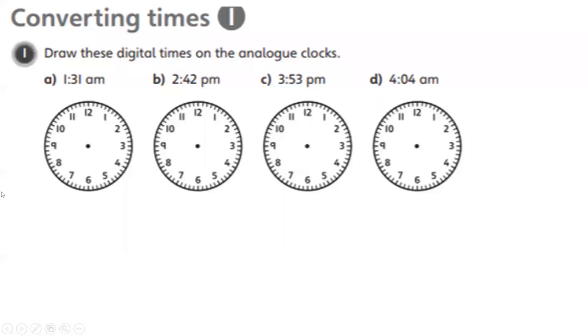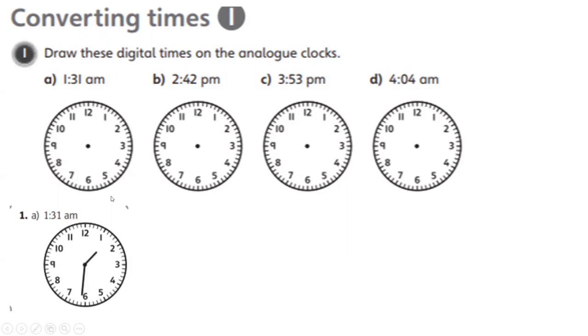Right, question one is about drawing these digital times we have here onto an analog clock. So we'll do them one at a time. So 1:31. With the hour hand, we'll start with the hours. So it's going between the 1 and the 2, and we can see that it's 31 minutes past. So the hour hand should be about halfway past the 1. And the minute hand should be showing us 31 minutes past. So we go 30 is to the 6 because that's half past, and one more minute. So here, your analog clock should look like this.